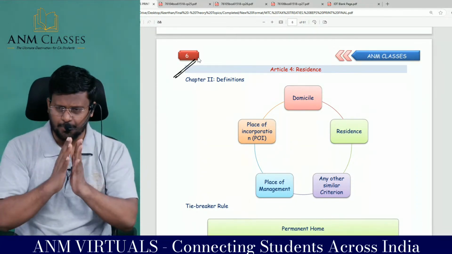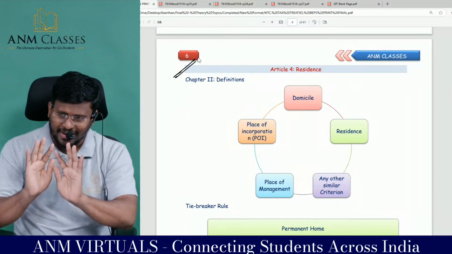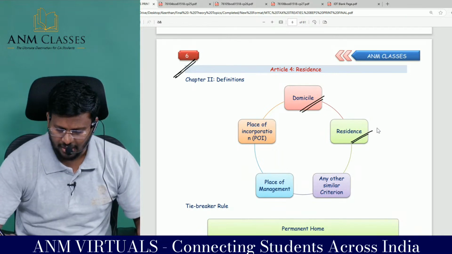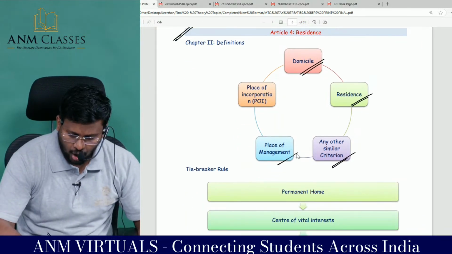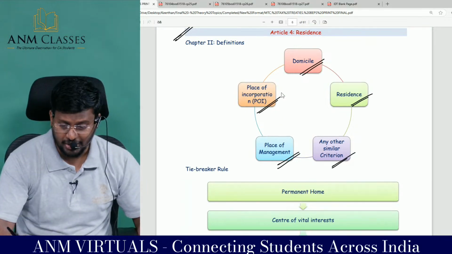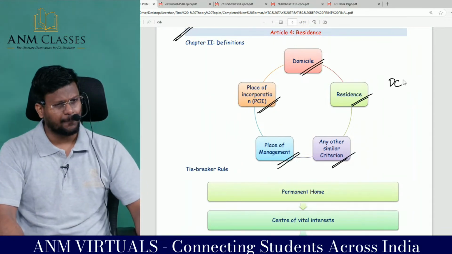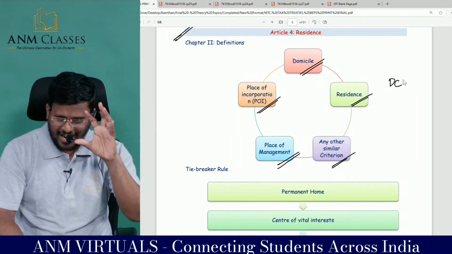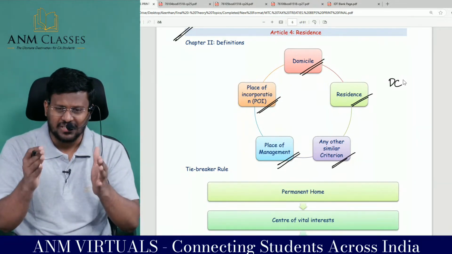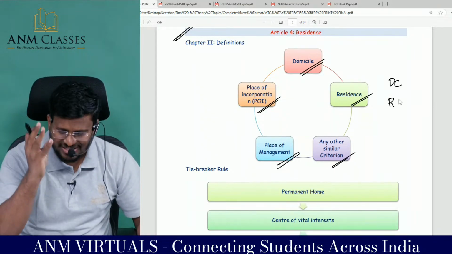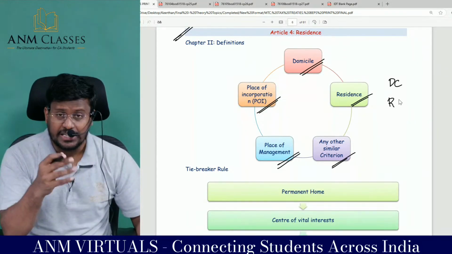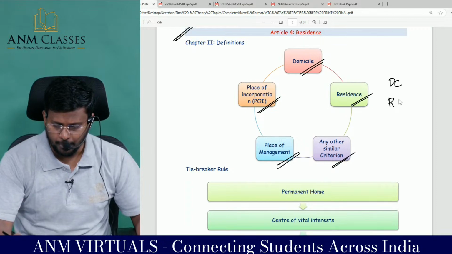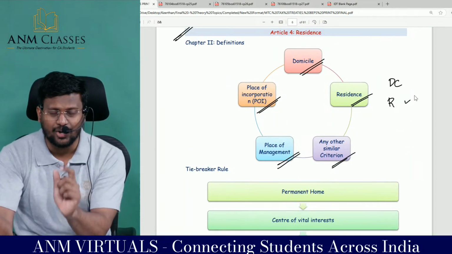First, you make them resident of one particular country based upon their domicile, residence, any other similar criteria, place of management or place of incorporation as per the domestic law. That means India has the Indian Income Tax Act, and Pakistan has the Pakistan Income Tax Act. As per the Indian Income Tax Act, you make one person resident of India. So I check the domicile, the residence, the 182 days condition in India, any other similar criteria, place of management or place of incorporation, and I got that person as a resident of India.